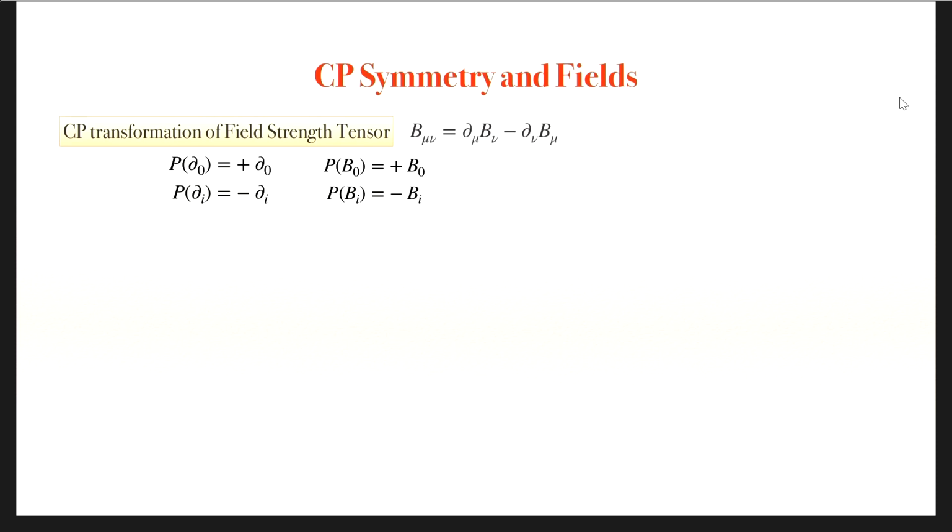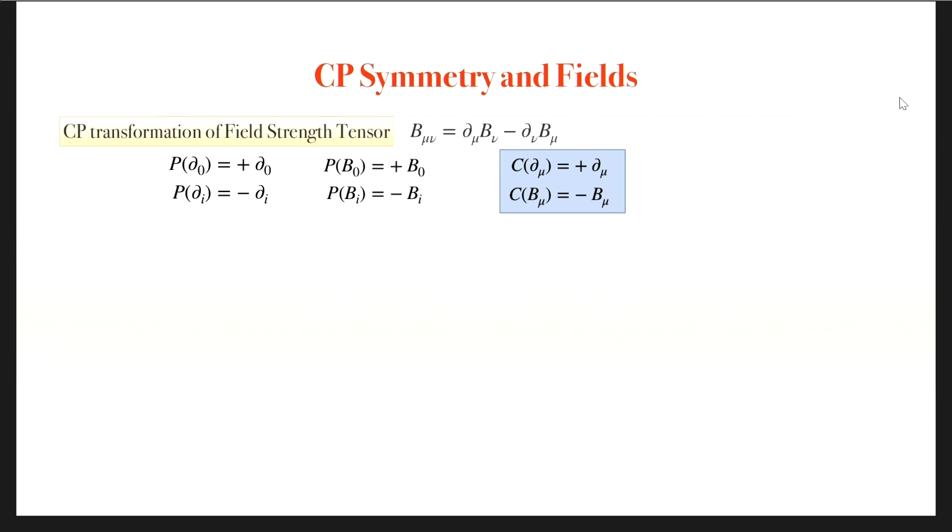Parity of B naught is once again the same, the parity of Bi is minus Bi. What about the charge conjugation? Charge conjugation of del mu is plus del mu, whereas the charge conjugation of B mu is minus B mu.